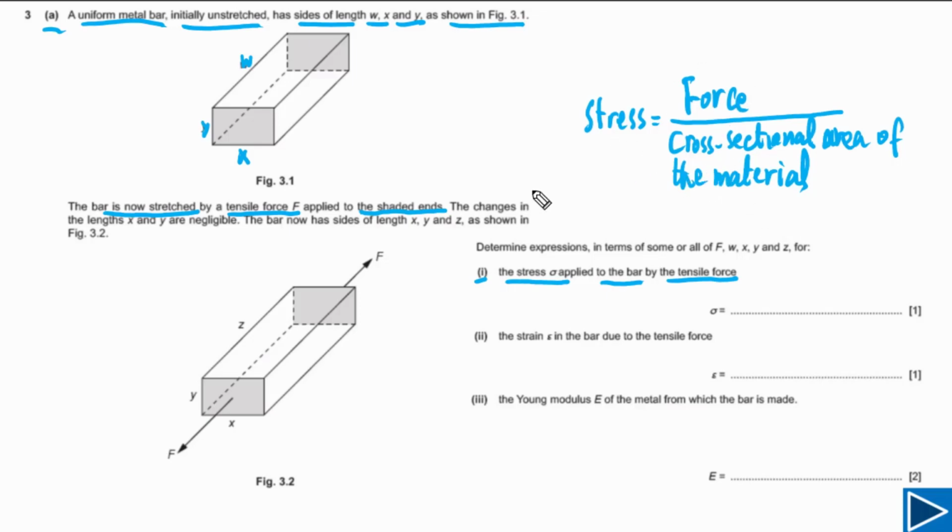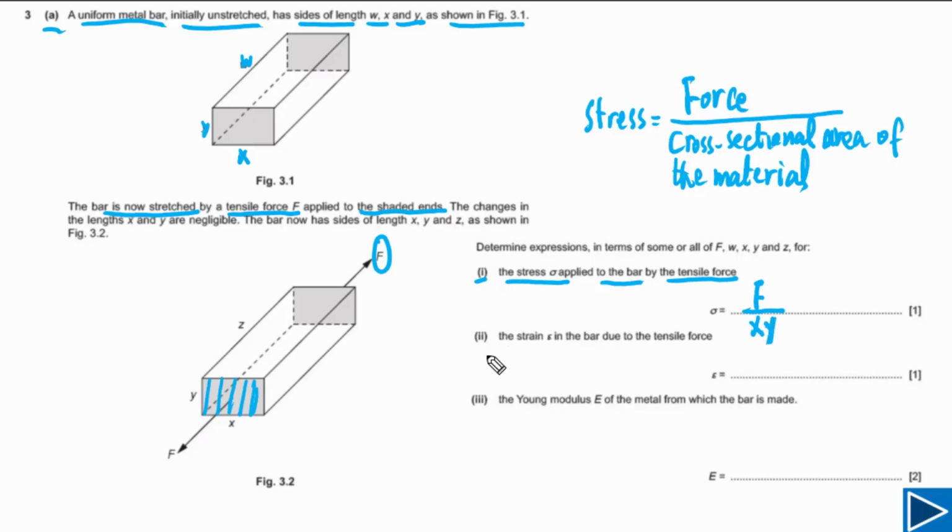What is the force in this case? We apply force F on this. So simply we will say sigma in this case will be equal to F divided by the cross-sectional area of the material. This tube is uniform, so simply you have to divide by xy. So this is how you can calculate stress.